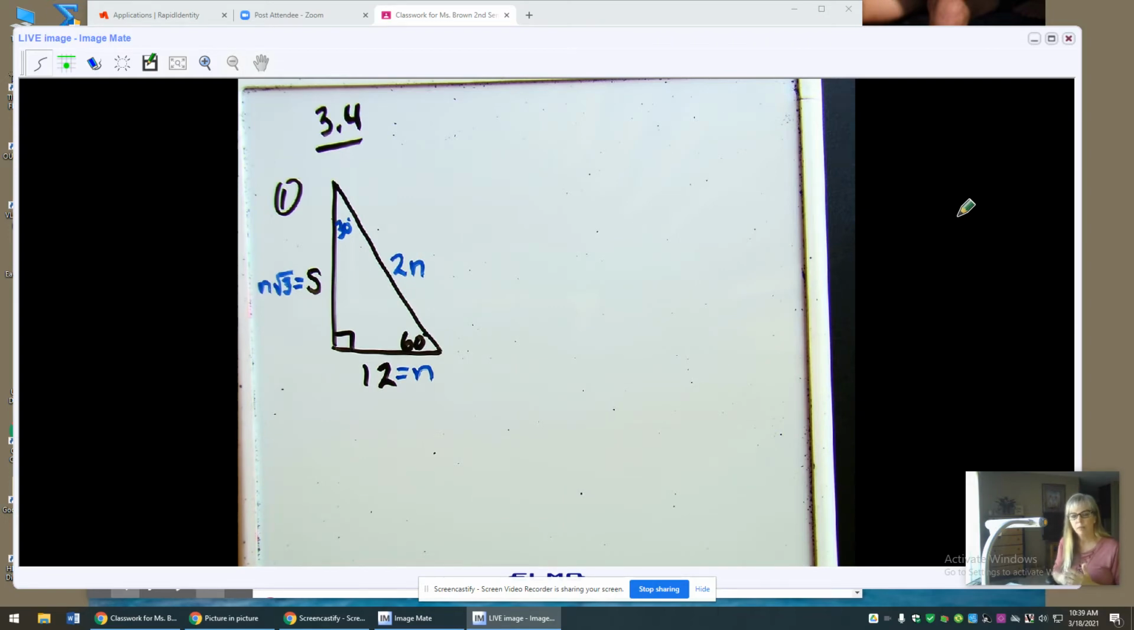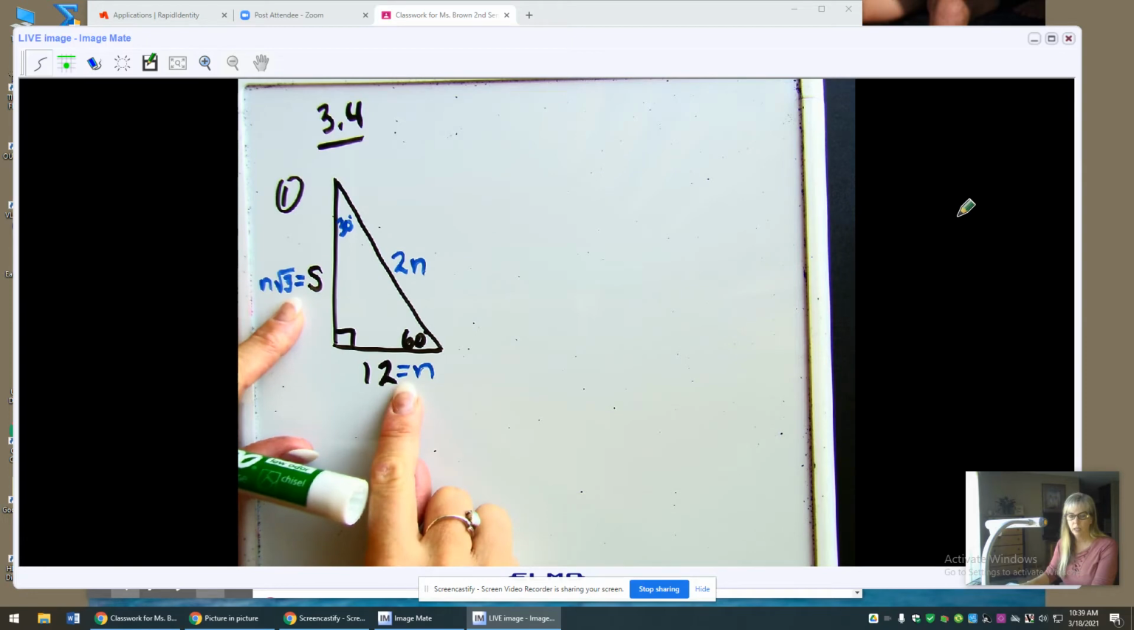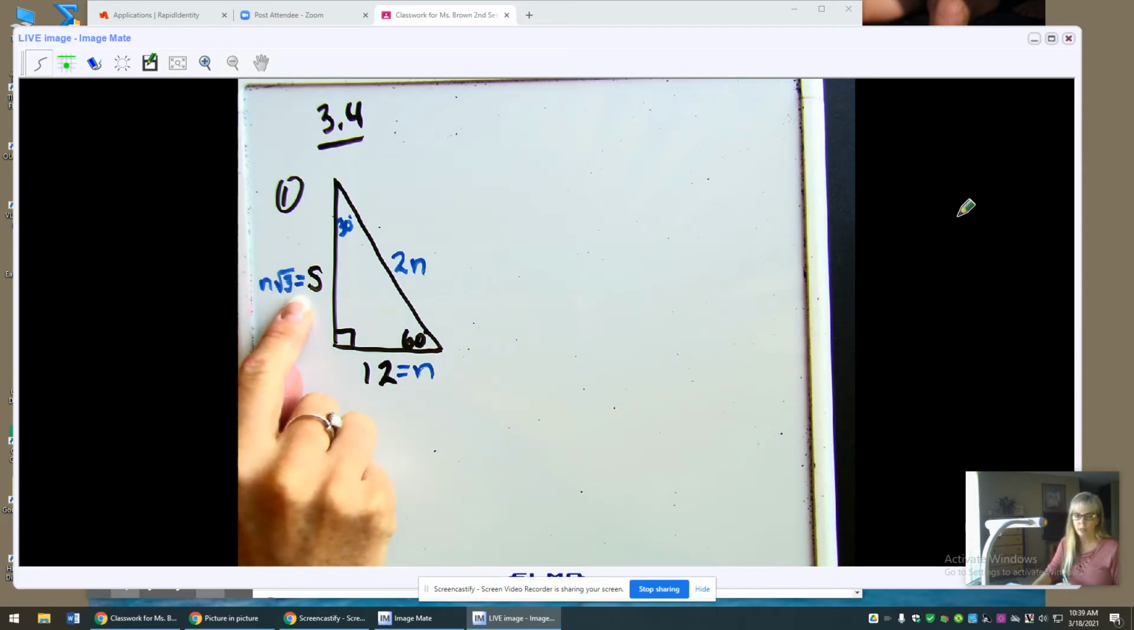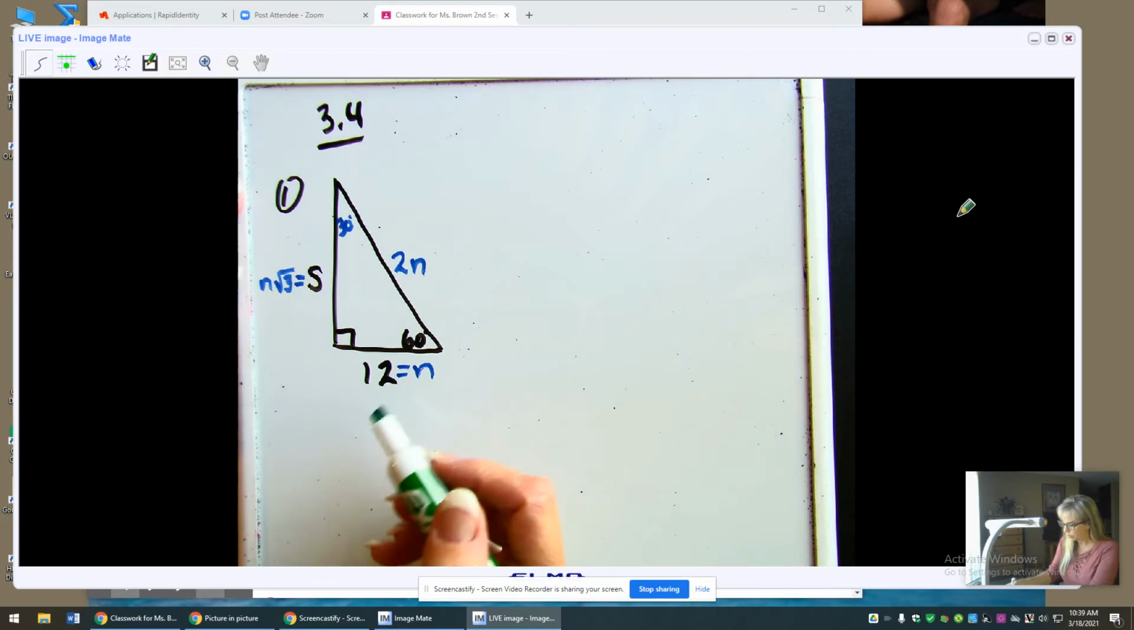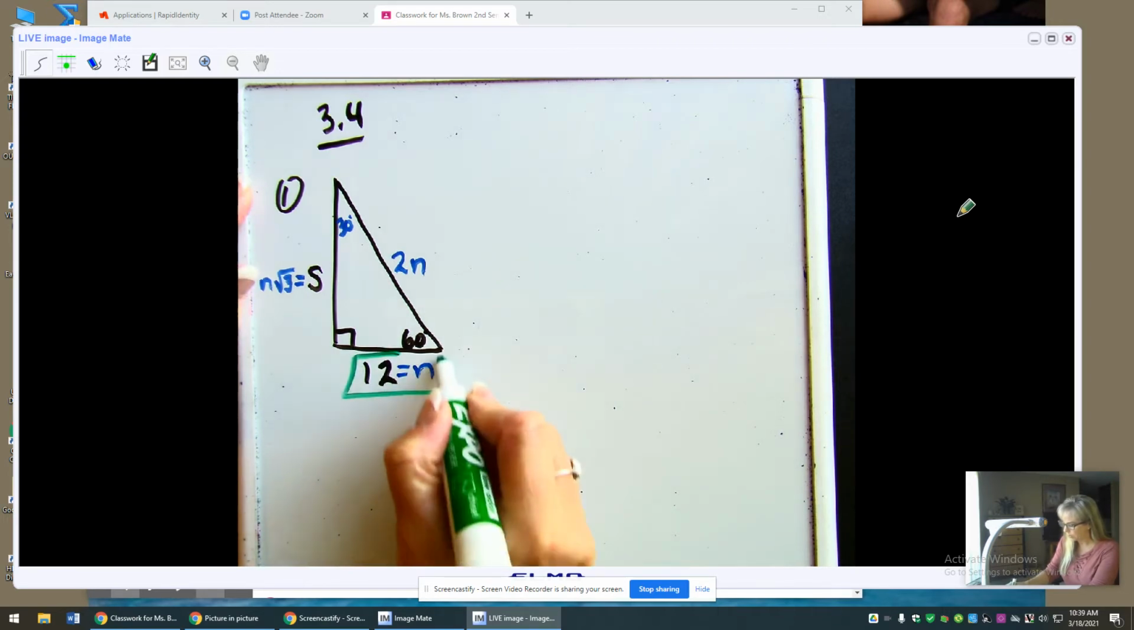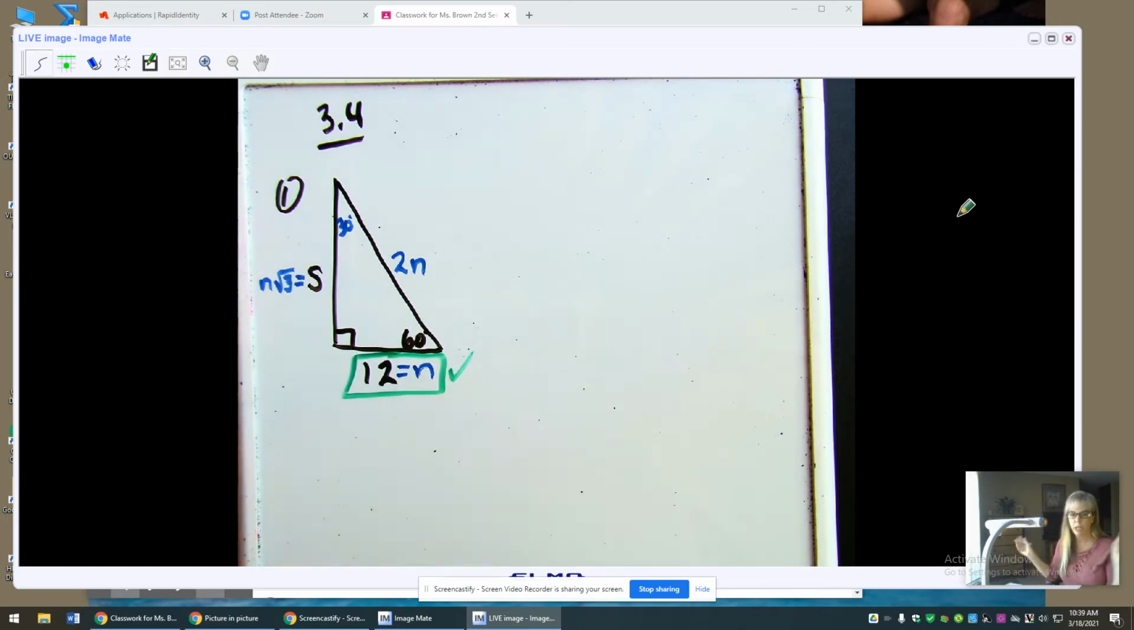Step 2, solve the equation that we created with the given information. I can't solve this one because I have 2 variables. I have to know what one of the variables is in order to solve it. But I can solve this one. Matter of fact, I don't even have to. It's already solved. Sweet. Check, done. Step 2 is done. I solved for n. I didn't even have to solve it. It was there. N is 12.